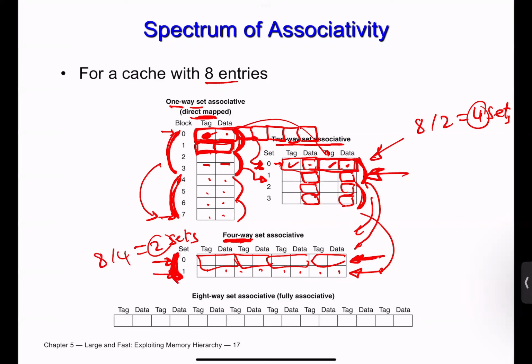How about if I have 8-way set associative? 8 divided by 8 is equal to 1. So that means that I have 1 row. But 1 row is the same thing as fully associative because I can park anywhere. No matter what your number is, you have only 1 row to park, or basically one big place to park, in which you can park in any of the parking spots available in the parking lot.